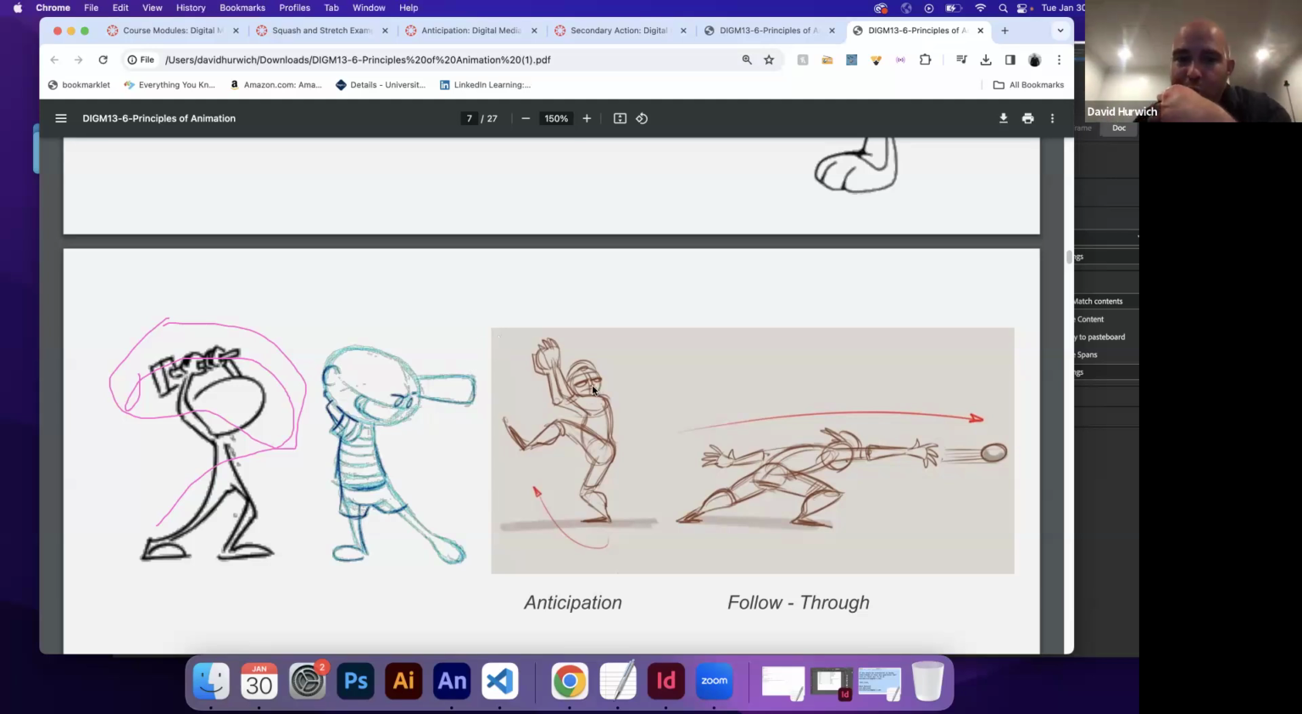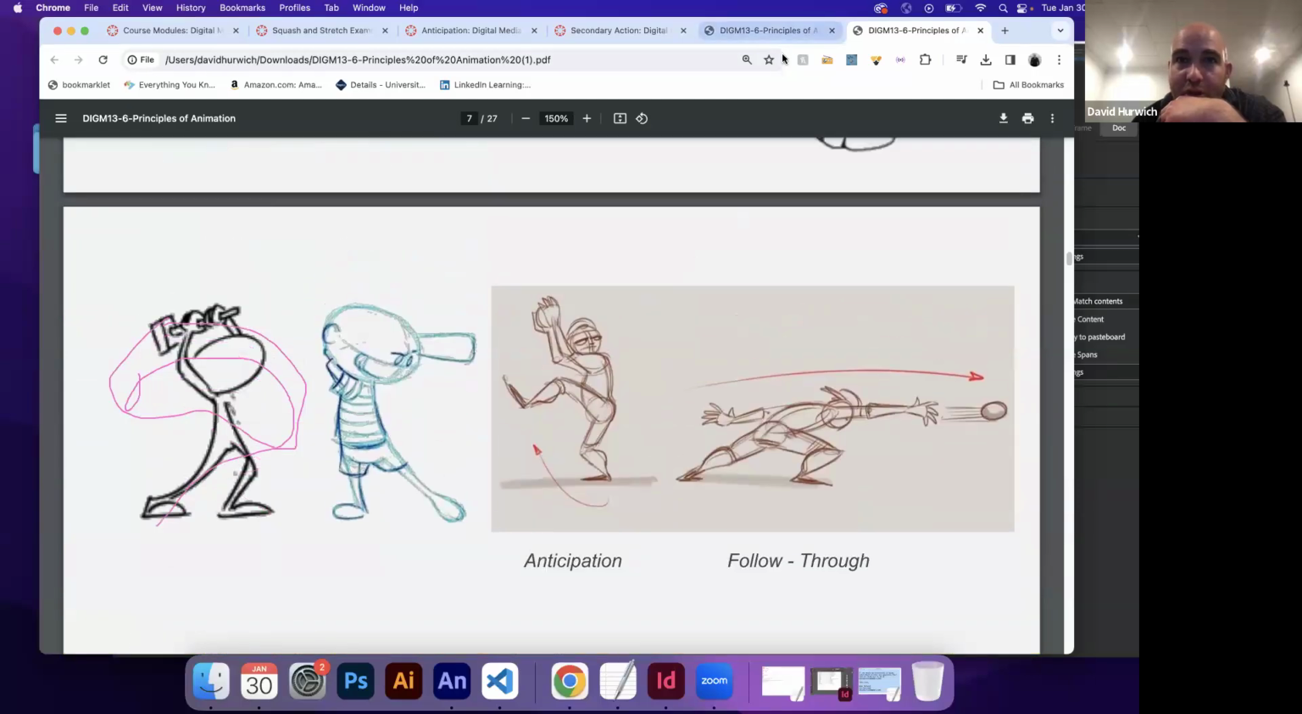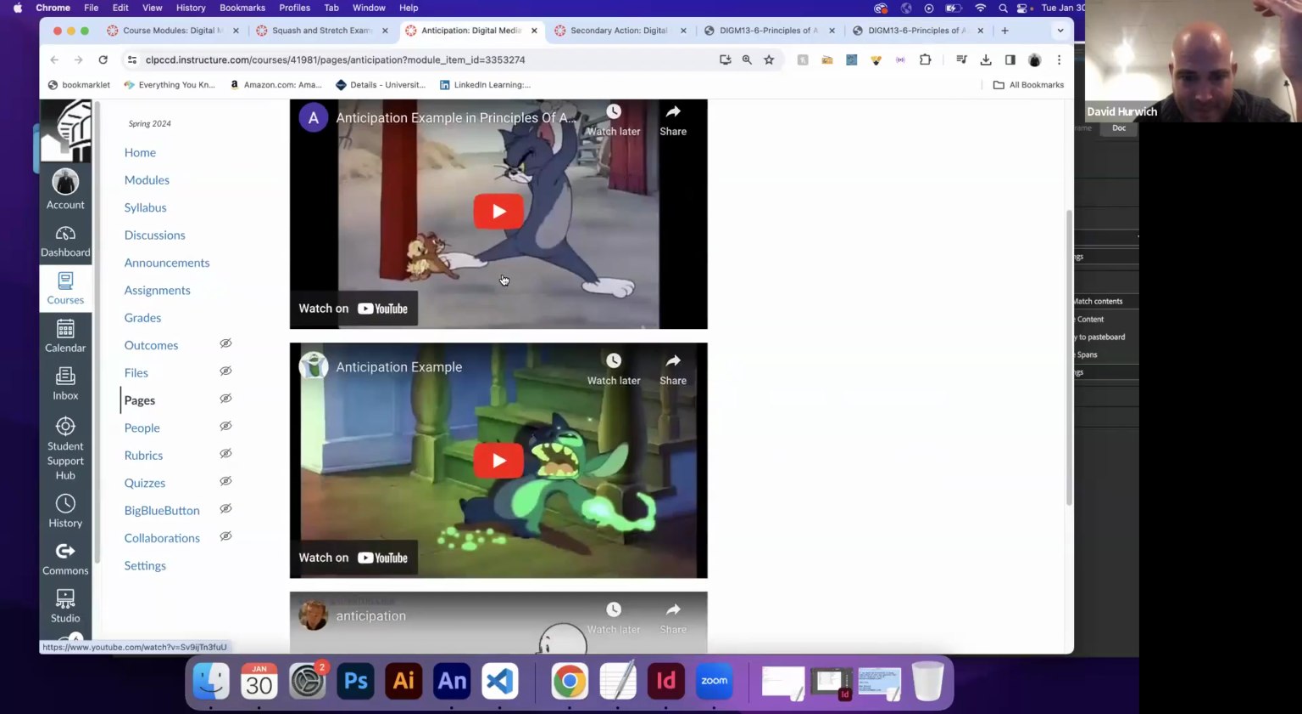Or someone with a baseball bat, they don't just swing, they wind up and then they follow through. Or a pitcher, they wind up, they do the little thing to add a little more to it in old traditional cartoons, and then they throw. It helps to sell the action because the anticipation basically preps the audience watching it to expect the next action. So let's have a couple examples here.